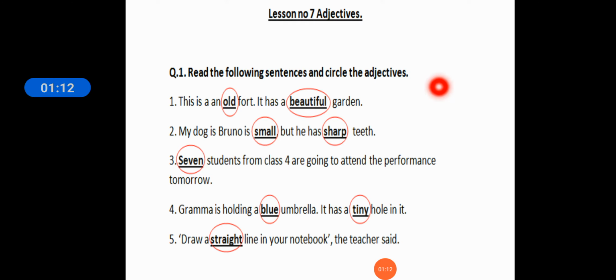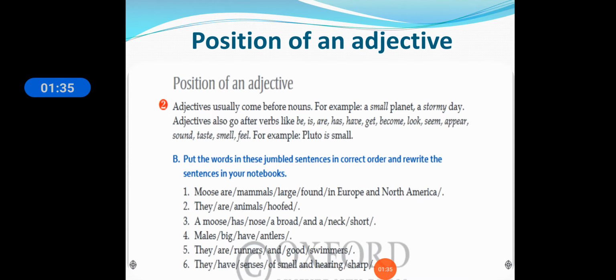In the first exercise we have seen the adjectives. These are the sentences and we have circled the adjectives in this exercise. They are old, beautiful, small, sharp, 7, blue, tiny and straight. So, these are the adjectives that describe the noun.